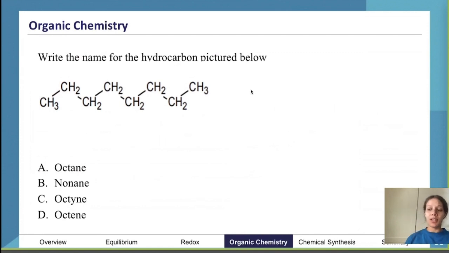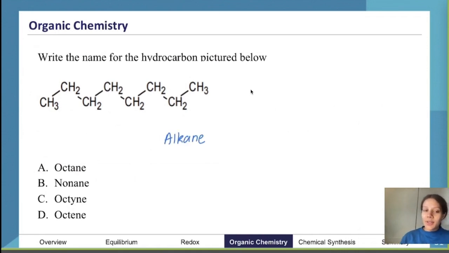So just starting with looking at different organic compounds and naming them. We want to name the hydrocarbon pictured below. We can first have a think about, do we have any functional groups here? We can see it's just a straight carbon chain with nothing crazy happening. We don't have any double or triple bonds, and we don't have anything branching off the sides. So we can classify this as an alkane.